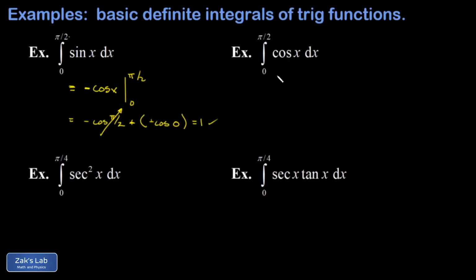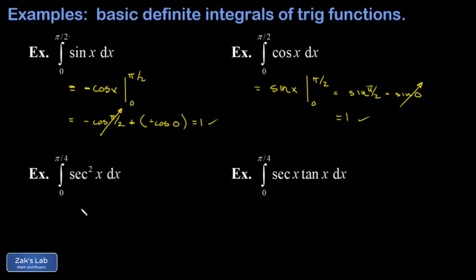In the next example, I have to guess the antiderivative of cosine, which is the sine function. And again, I evaluate that across the integration interval, and my first term is going to be the sine of pi over 2. Then I subtract the sine of 0, and the sine of 0 vanishes, and the sine of pi over 2 is 1, and again, I get 1.